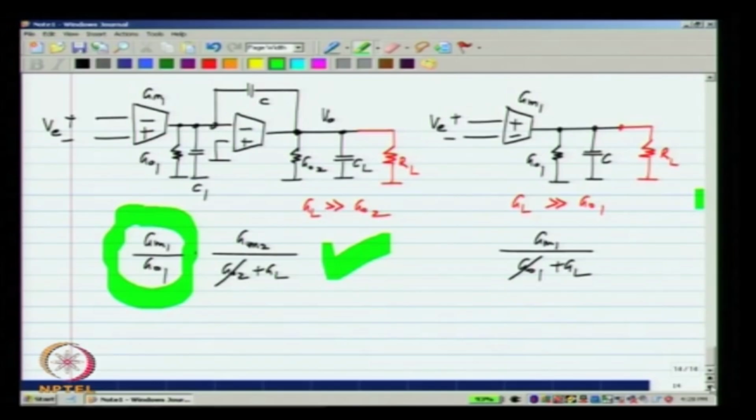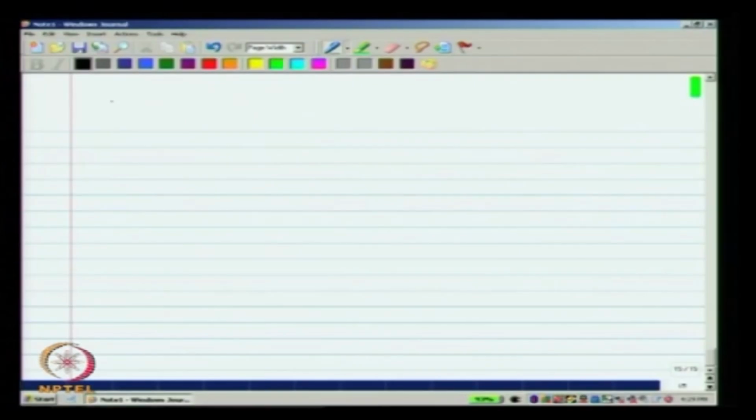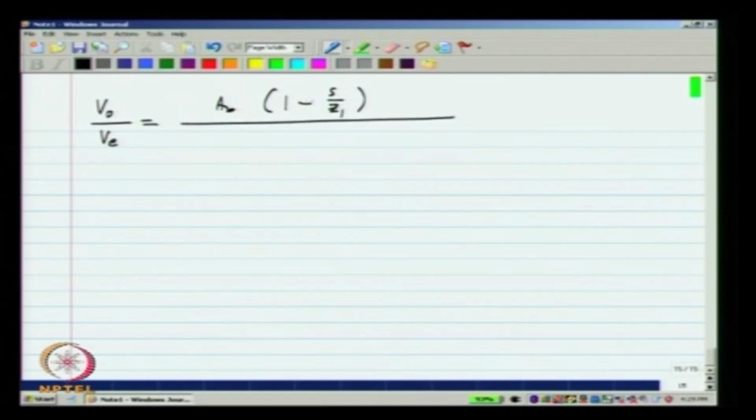Now, what about stability with the two stage op amp? I said that you have multiple poles and zeros, so you have to worry about stability. So, we have the transfer function of the op amp to be A naught, which is the DC gain. I will write it in this form, 1 minus S by Z1. Okay. Let me do it like this, so that minus P1 and minus P2 are positive numbers.